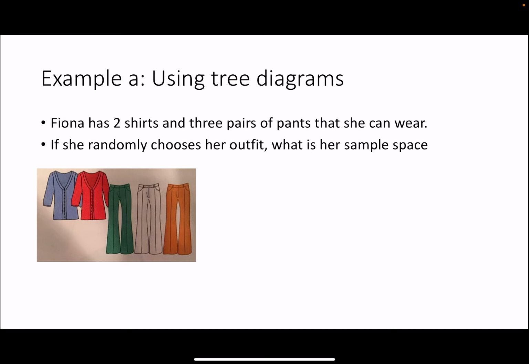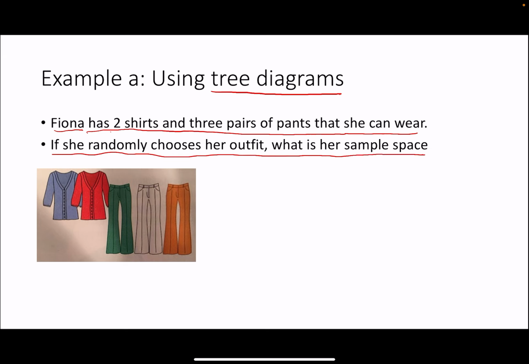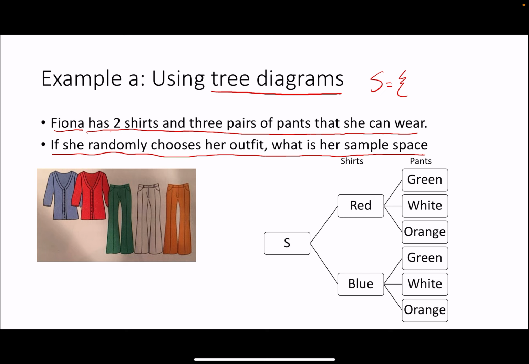So we're going to use a tree diagram. We're going to learn about tree diagrams now, and we're going to use tree diagrams to count. So here, Fiona has 2 shirts and 3 pairs of pants that she can wear. If she randomly chooses her outfit, what is her sample space, assuming she picks a shirt and a pants? So we have to define a sample space with set notation somehow.